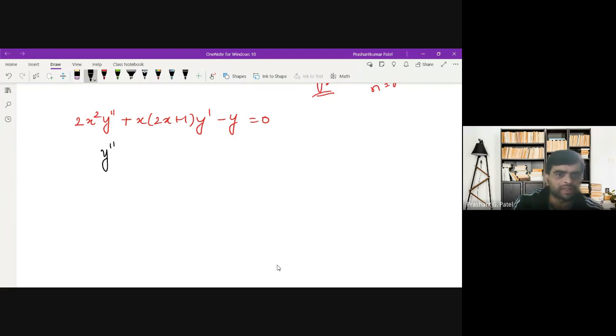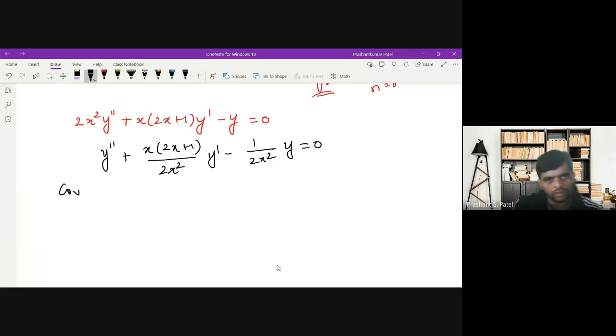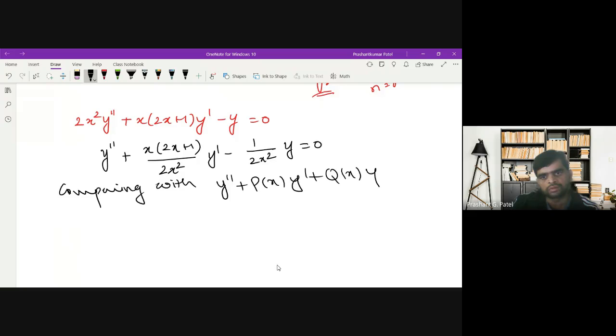So here y double dash is (2x plus 1) upon 2x square y dash minus 1 upon 2x square y equal to 0. So comparing with y double dash plus p of x y dash plus q of x y equal to 0, we have p of x is, since this x is cancelled out, (2x plus 1) upon 2x, and q of x is minus 1 upon 2x square.